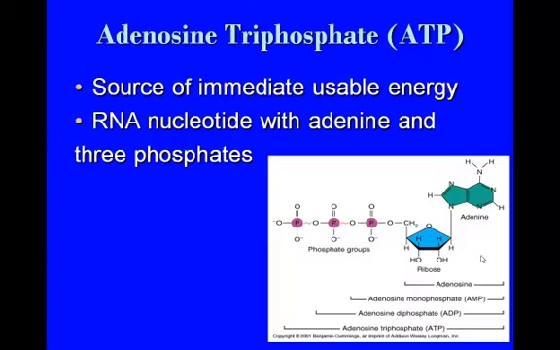Adenosine triphosphate. This is ATP, probably the most talked about thing in any anatomy and physiology course. This is the source of immediate usable energy. And oh my gosh, everything in your body pretty much requires ATP. There's a few things that don't, but most do. And so you'll be hammered with ATP in this course. Now, what is it? It's an RNA nucleotide with an adenine and 3 phosphates attached. Thus its name, adenosine triphosphate.